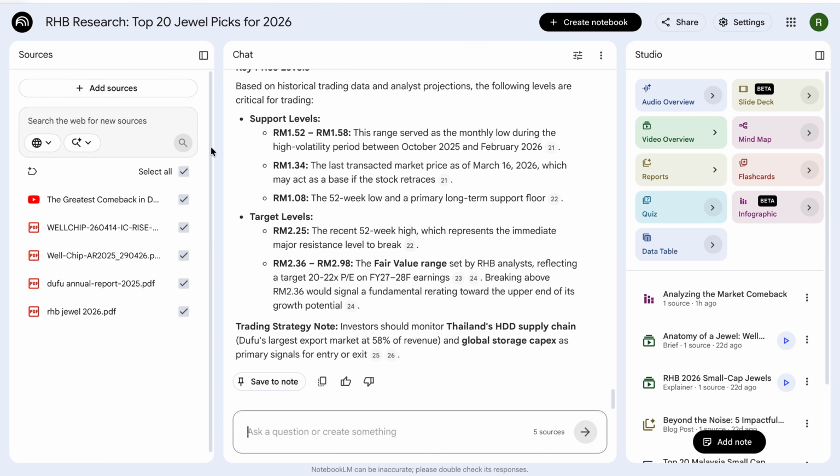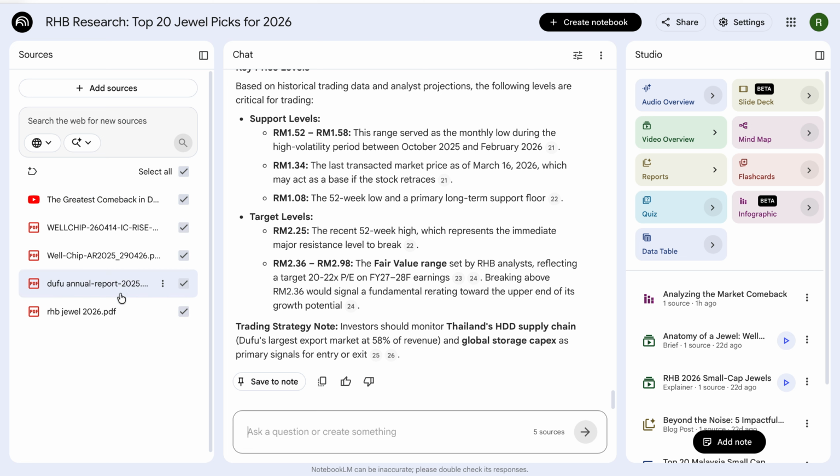Next, let's talk about NotebookLM. So I'm based here in Malaysia, and every year for the past couple of years, we've got a local stockbroking house, RHB. They come up with their top 20 jewel picks. And how you would use NotebookLM is, instead of typical large language models where it will search its own sources, it will come up with a report or outcome based on what you ask for. Now NotebookLM is different. You give it your sources.